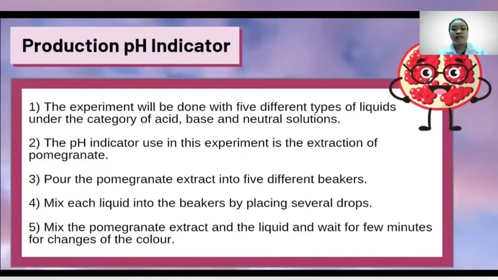Next slide is the production of pH indicator. In this experiment, we will use 5 different types of liquids under the category of acid, base, and neutral solutions. The extract of the pomegranate is the indicator that will be used in the experiment. Pour the pomegranate extract into 5 different beakers and mix each liquid into the beakers by placing several drops. Then mix the mixture of the pomegranate and the liquid and wait for a few minutes for the changes of the color.